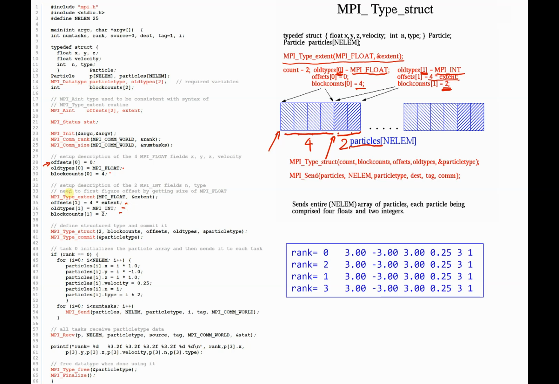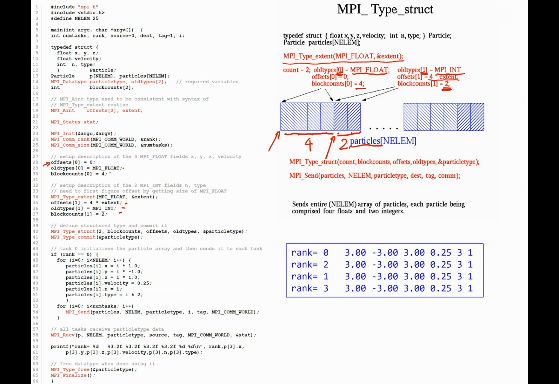Now we've built these 3 vectors: the offsets, the old types, and the block counts. Now we can call MPI type struct with these counts, the offsets, and the types, and that is going to create a new type, which we're going to call particle type. After creating that, we're going to commit it.